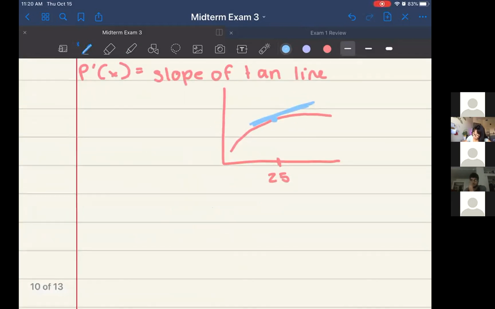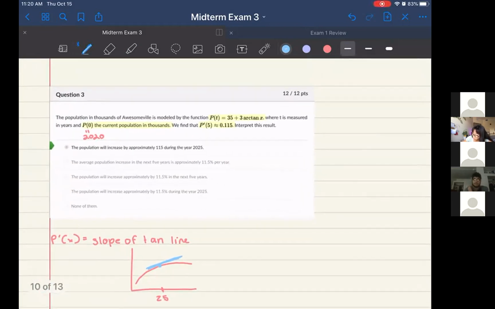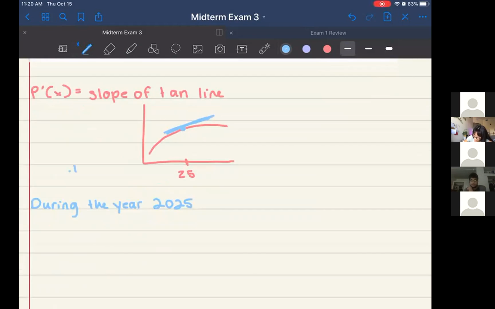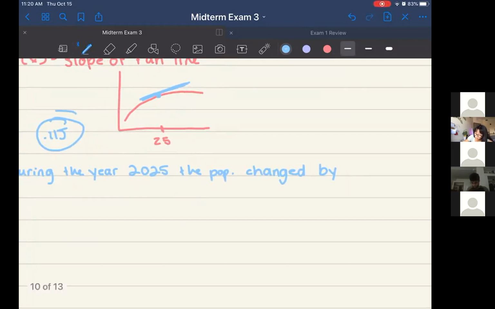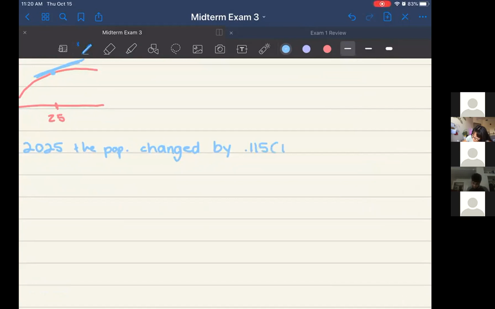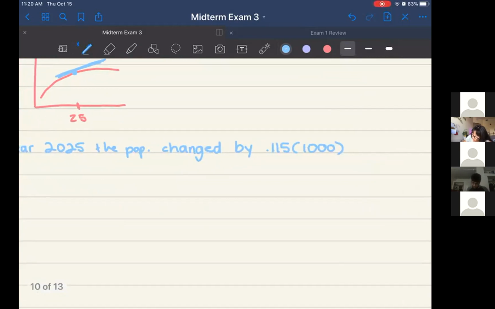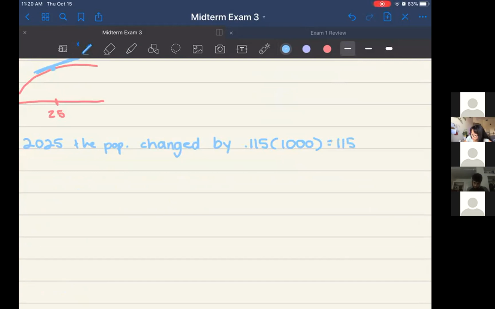So let's see. During the year 2025, we're given that the derivative equals 0.115. So put that right here just so we don't forget that. The population changed by, and then we just multiply this by 1,000 because it says in thousands. So 0.115 times 1,000. If you multiply that out, what is that? 115, which equals 115 people.